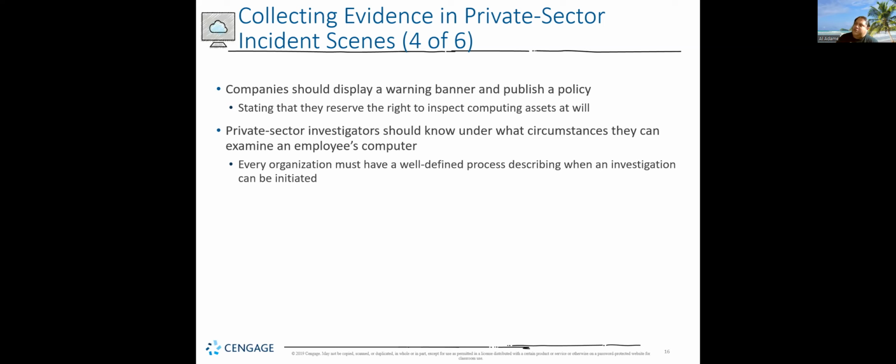Private sector investigators should know under what circumstances they can examine an employee's computer. So they're potentially told these are the only reasons you're allowed to look at their machines. If any of these reasons happen, go ham. That's pretty much what happens. Every organization must have a well-defined process describing what an investigation can entail. So it tells you what they can and can't do, what they can cover, and what they can't research or copy off that person's computer.